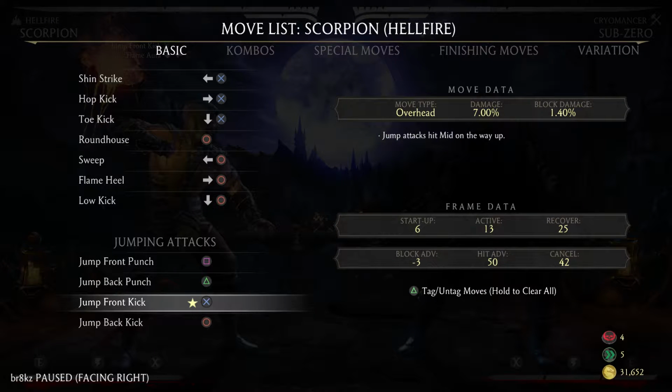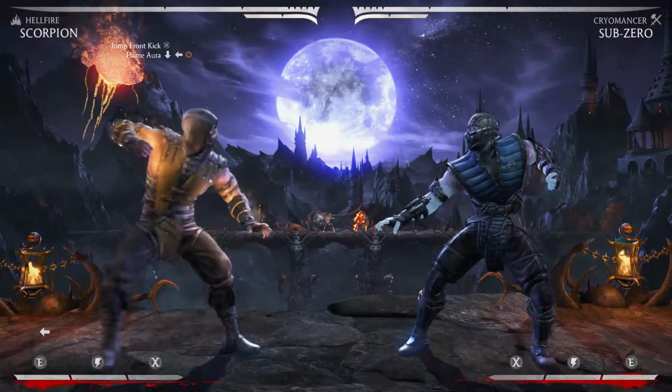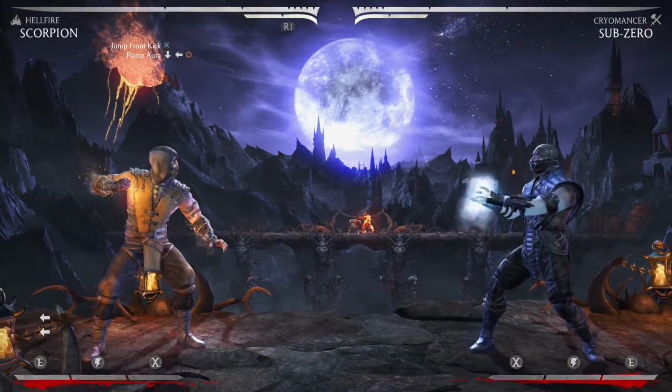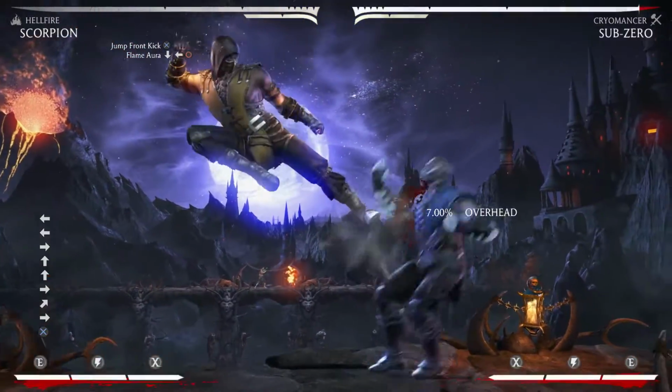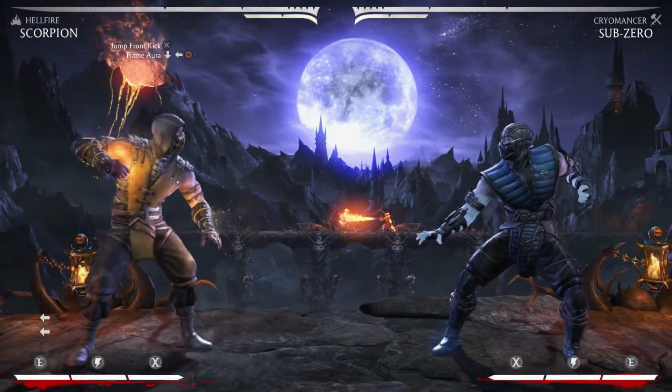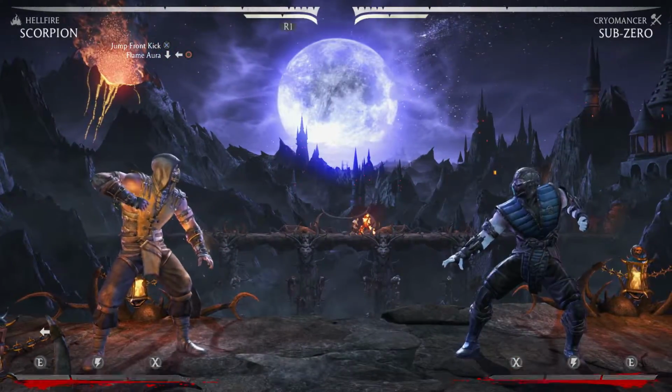So his Jumping Kick, his Jumping X, is active for 13 frames. That means for those 13 frames, if my opponent were to try to do something and not block, he'd get hit by it. I'm sure there are plenty of times you were playing online where Scorpion jumped in from about where I am right here and still hit you with his Jumping X.